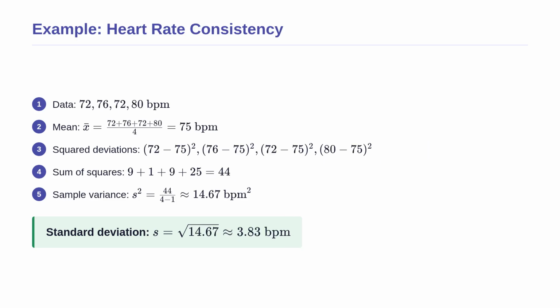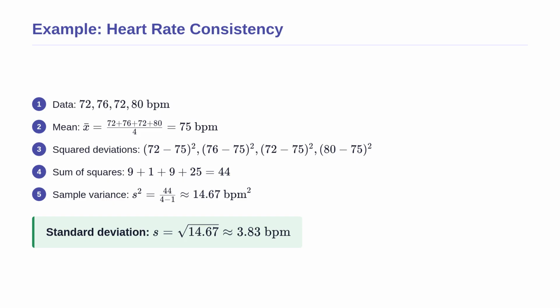Now that we have used this formula for plants, let us look at a clinical example involving patient heart rates. A cardiologist tests a pacemaker on 4 patients, recording resting heart rates of 72, 76, 72, and 80 beats per minute. We want to ensure the pacemaker keeps heart rate stable. We start by finding the mean, which is 75 beats per minute.